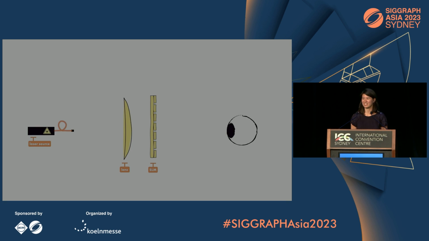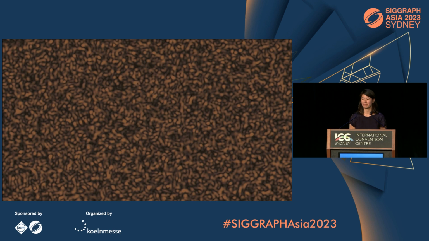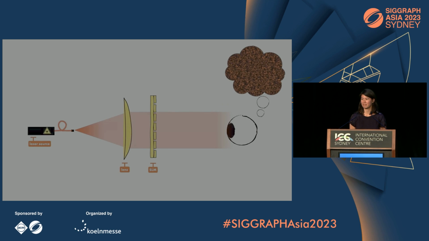Holographic displays shape incoming light so it looks like it came from a real three-dimensional object. However, the laser illumination in these systems results in speckle, which is a pattern of dark and bright spots caused by interference. Speckle makes the displayed image noisy and visually unappealing.